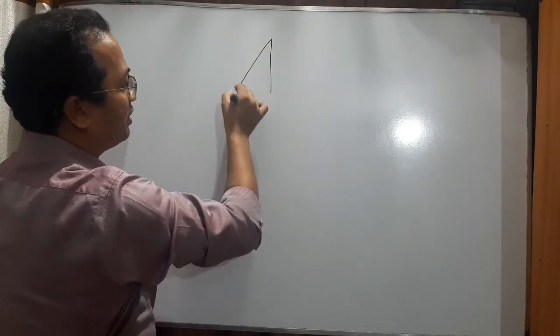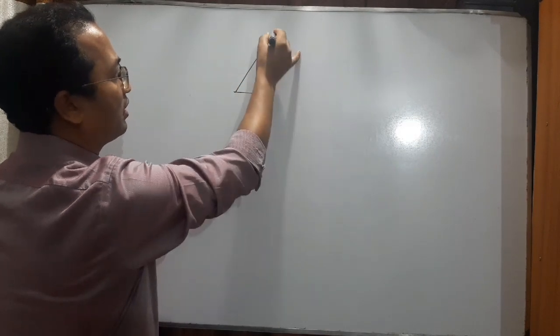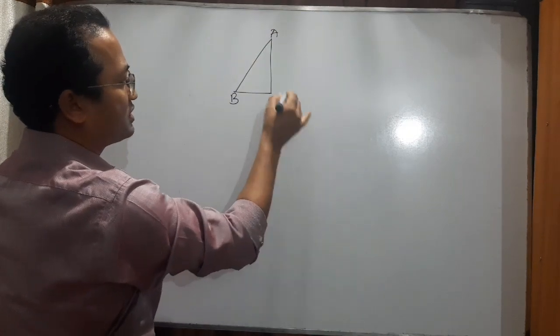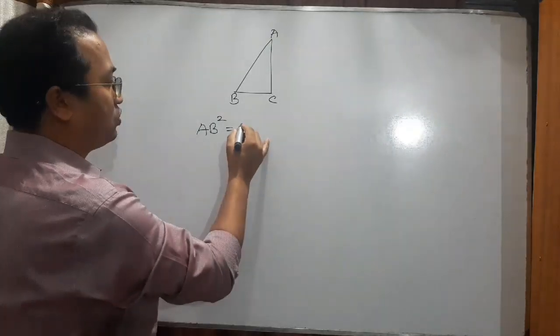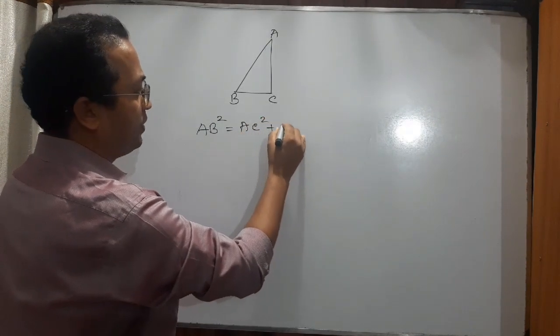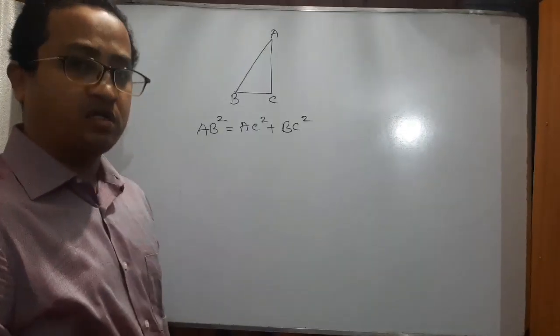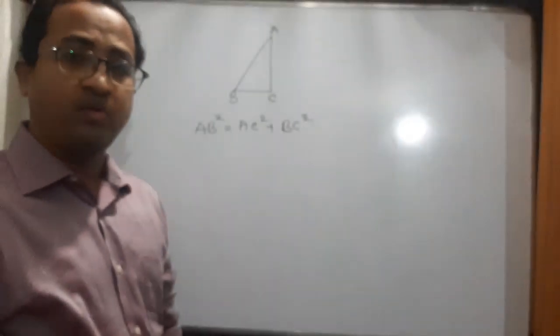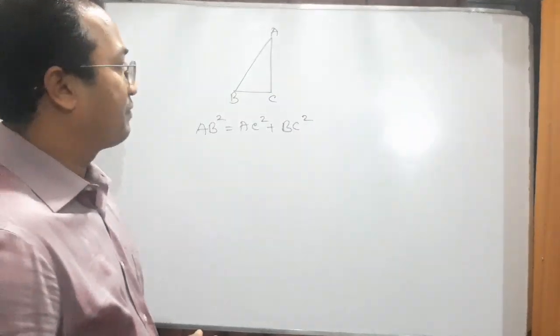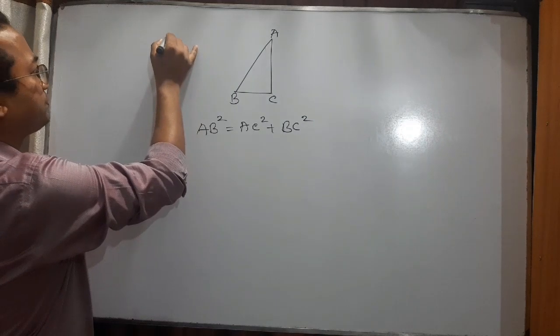Hope that all of you know about the theorem of Pythagoras. The Pythagoras theorem we apply to the right angle triangle. This is a right angle triangle ABC. The Pythagoras theorem is: hypotenuse square, that is AB square, equals the sum of the squares of the other two sides, so AC square plus BC square. This is the Pythagoras theorem.